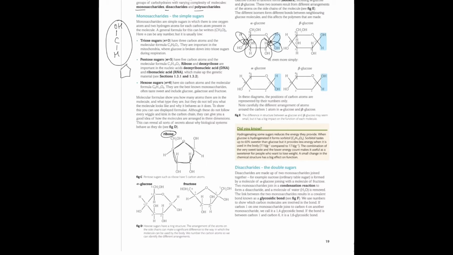Hexose sugars, n equals 6, have 6 carbon atoms and the molecular formula C6H12O6. They are best known monosaccharides, often taste sweet and include glucose, galactose, and fructose. Okay, so you would have come across glucose at GCSE, and you would remember this formula as well. Now, 2 new sugars may come up for you, galactose and fructose. They are also monosaccharides, so they are also hexose sugars. So they would look like this. And so you can see that here.